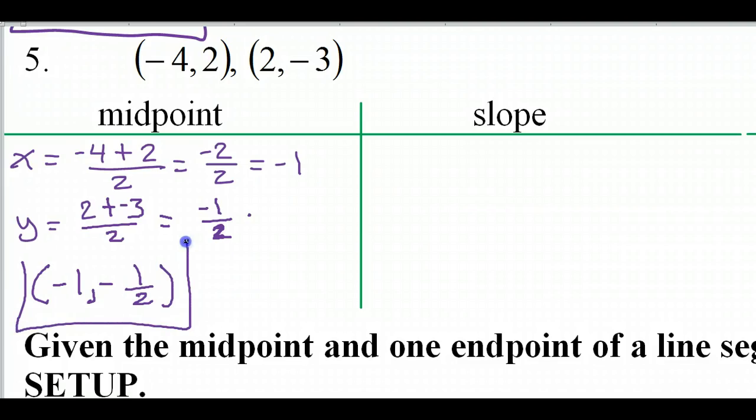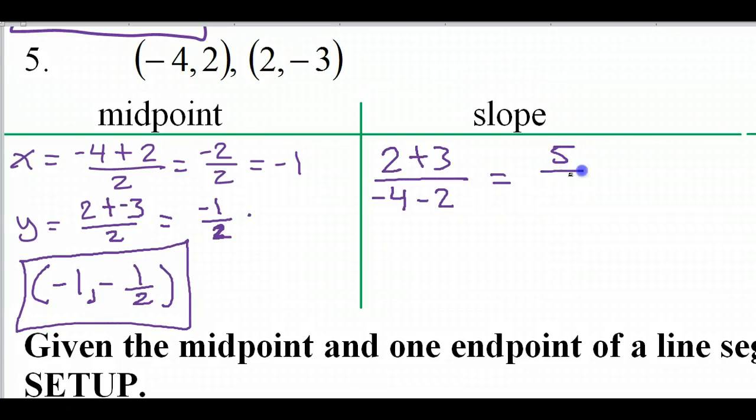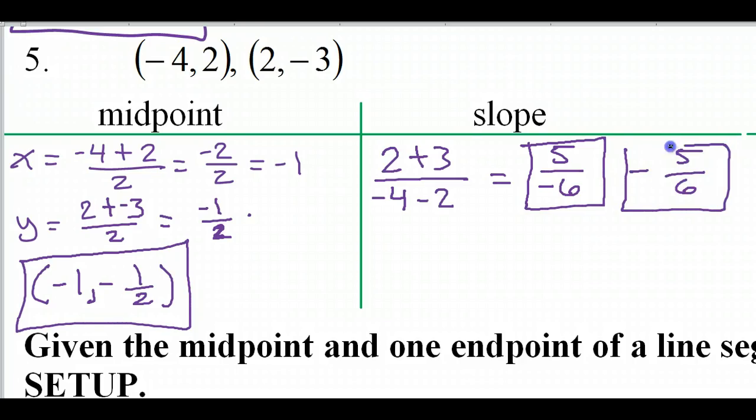So there is your midpoint. Now the slope, y minus y over x minus x. So let's do 2 minus negative 3. So I'm going to put 2 plus 3. And then I'll have to do negative 4 minus 2. So negative 4 minus 2. So that's going to make 5 over negative 6. So that's it. Okay, that's the same thing as negative 5/6, by the way. Okay, so that's number 5.